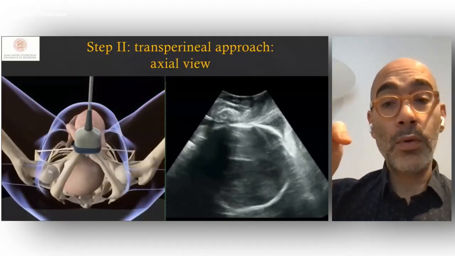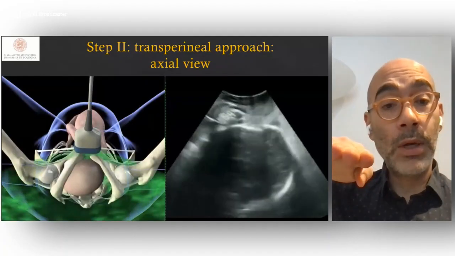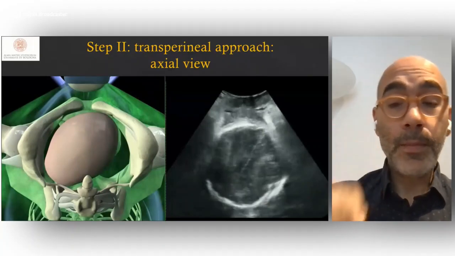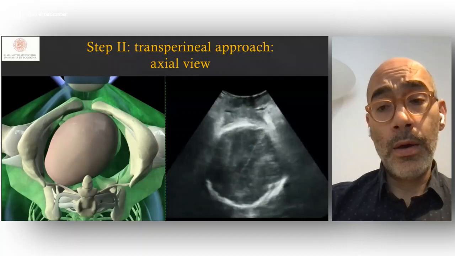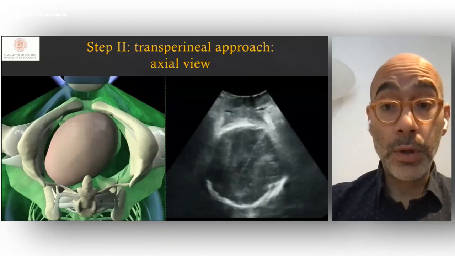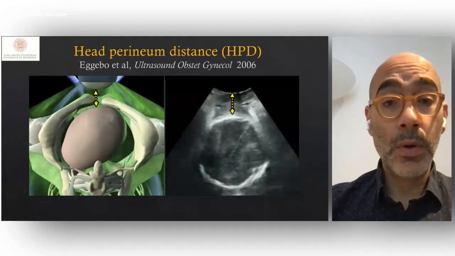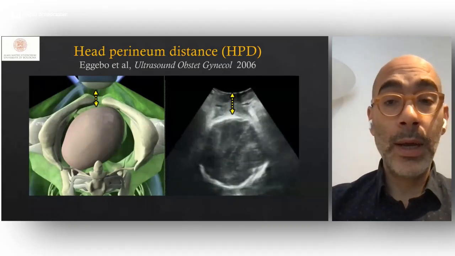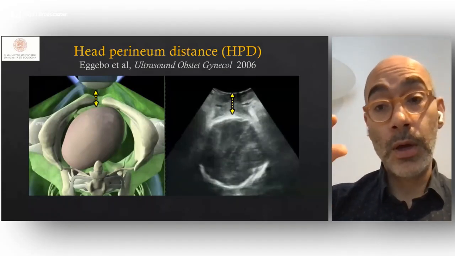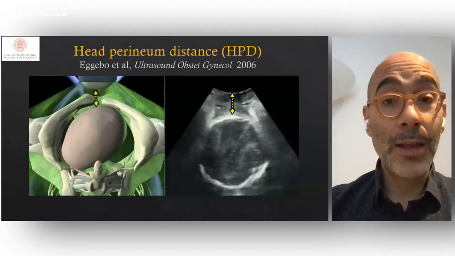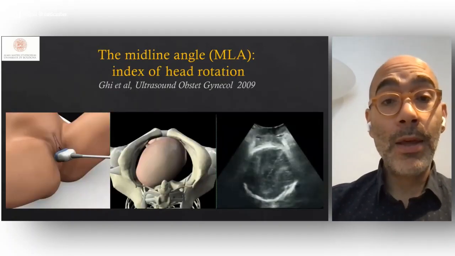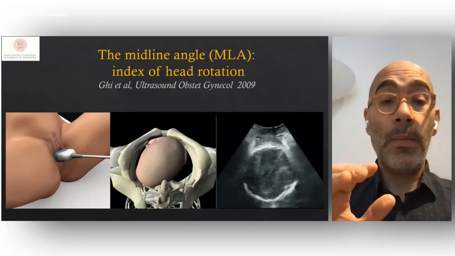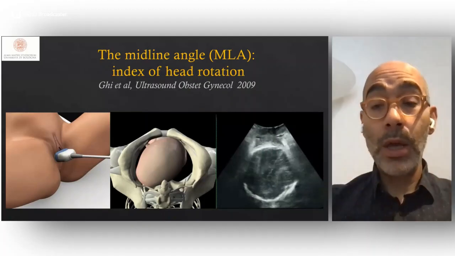Then we can scan in the axial view by rotating our transducer 90 degrees counterclockwise. And this is the image of the axial view of the intrapartum transperineal ultrasound. So we can measure two important parameters in this view by gently pushing on the maternal labia. We can measure the distance between the symphysis, the transducer, and the fetal skull, what is called the head perineum distance. And the other parameter, which is the only parameter with which we can transperineally examine the fetal head rotation, is the midline angle.